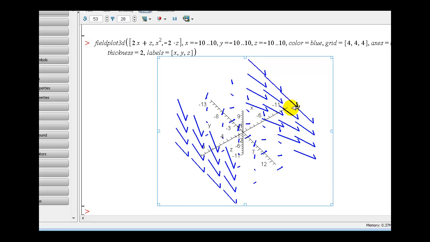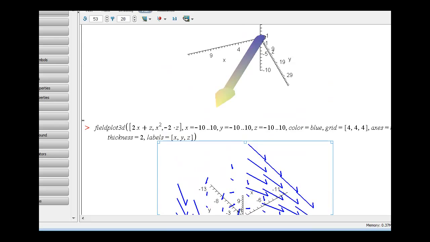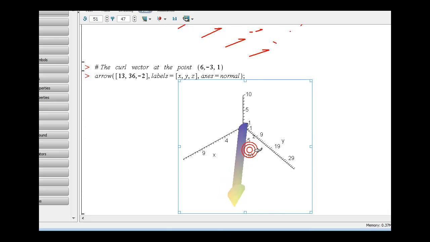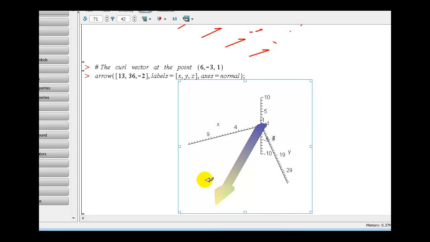If we take a look at the curl vector at the point 6, negative 3, 1, this is the vector here. So at that point in the field, the axis of rotation would be along this vector, and its magnitude would tell us how strongly it would rotate. And then lastly, the direction of rotation would be in the direction of your fingers if you take your right hand and point it in the direction this vector points, and then close your right hand. The rotation would be in the same direction as your fingers move as you close that right hand.